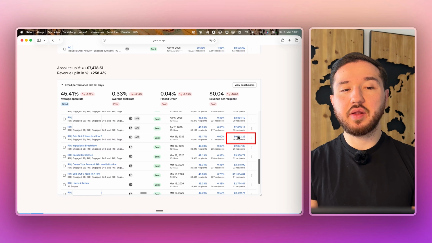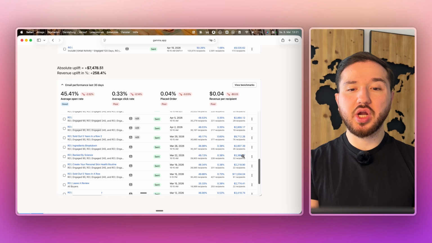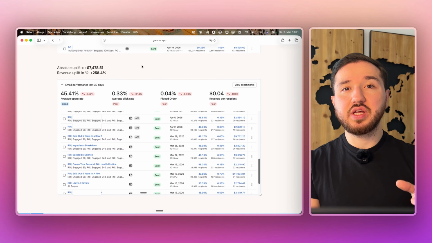The second one, nearly $10,000. Whereas the average email campaign that they were sending was generating around $3,000. Now, the absolute uplift was around $7,500 in additional revenue, plus the revenue uplift in percentage was 258%. So these are the kind of results that you can get once you implement the scarcity angle properly.